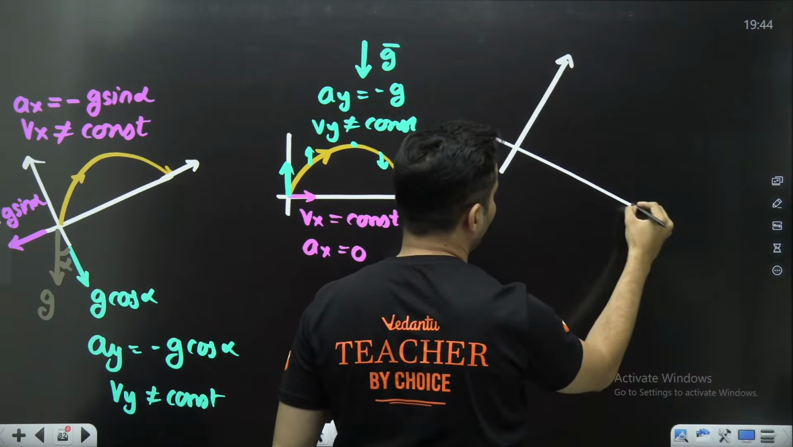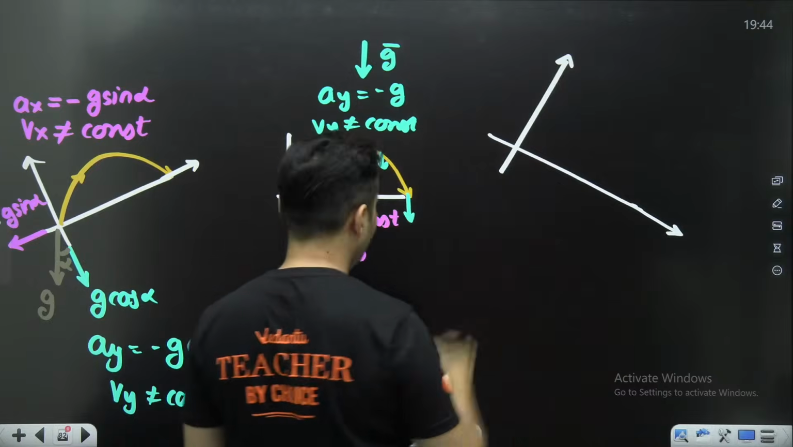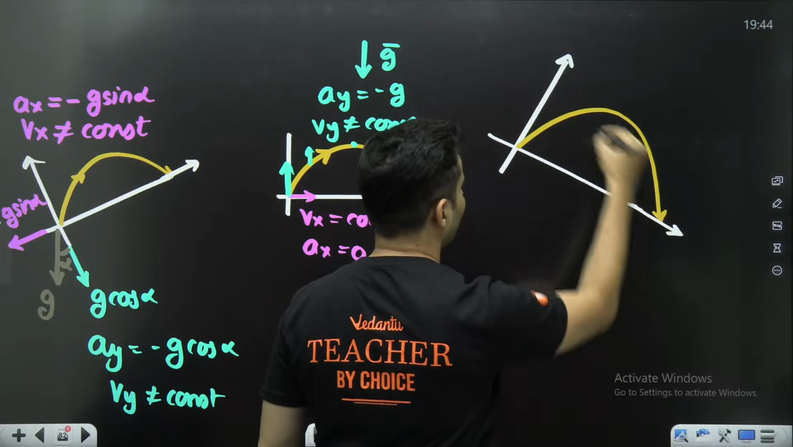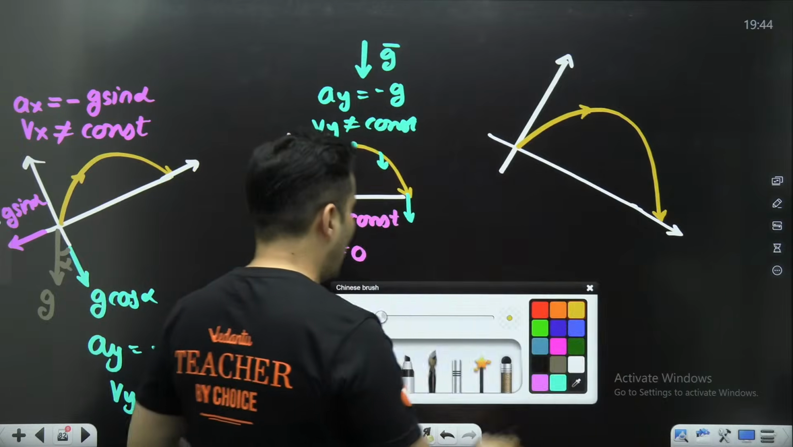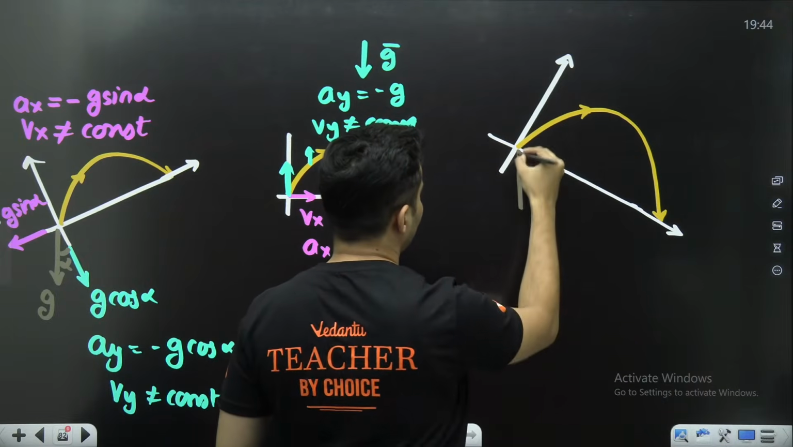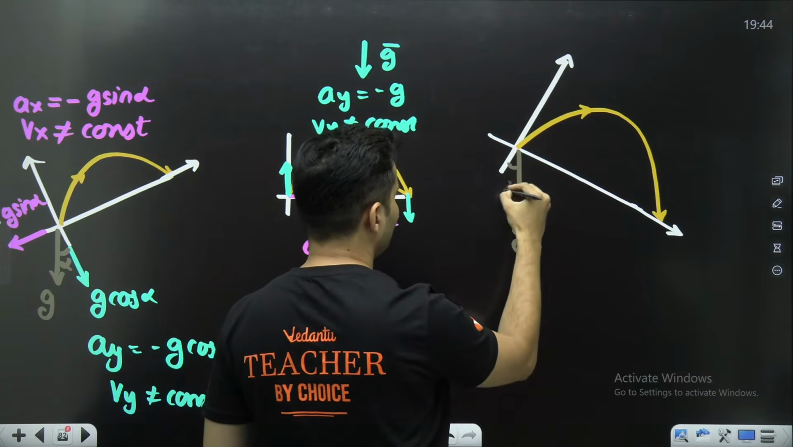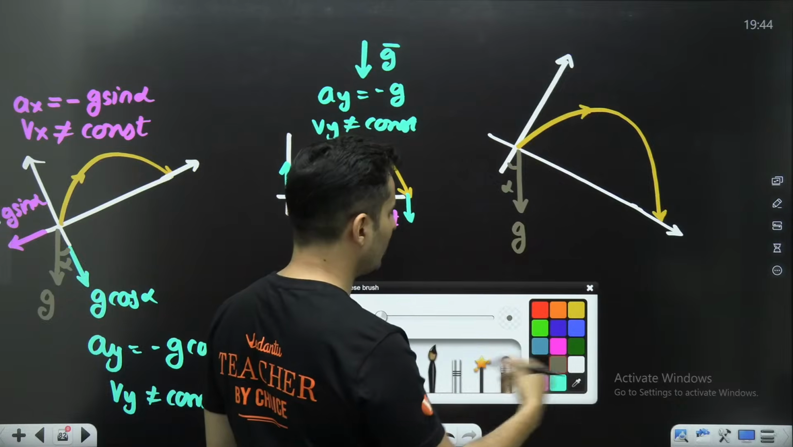This is your y axis. This is your x axis. Imagine your projectile being thrown like this. It's going and hitting somewhere here. Your actual acceleration due to gravity is somewhere here, g. You will split that g, assuming this is alpha, into two parts.